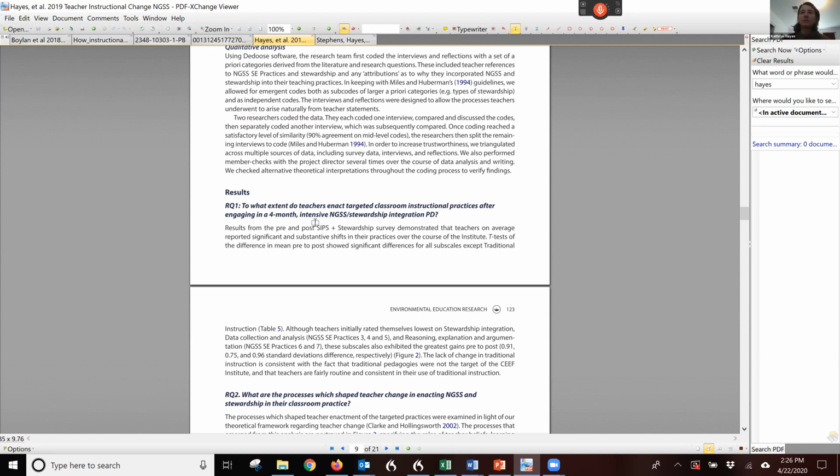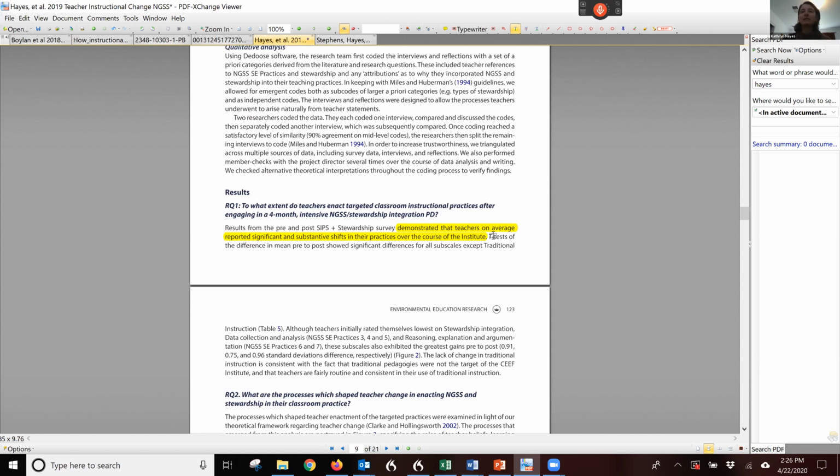Results from the pre and post survey demonstrated that on average, teachers reported significant and substantive shifts in their practice. Okay, that sentence just sums up a whole bunch of data. First of all, I say on average, because it's not that every single teacher reported, but on average, they reported shifts. Another thing to keep in mind is that you don't use the word significant unless you have done a test for significance. So it's a very particular word in research articles if you're doing quantitative research. The word substantive, on the other hand, is more of a qualitative word, and I'm using that to say that it was a lot, right? So it's not just significant, it was a lot, right?